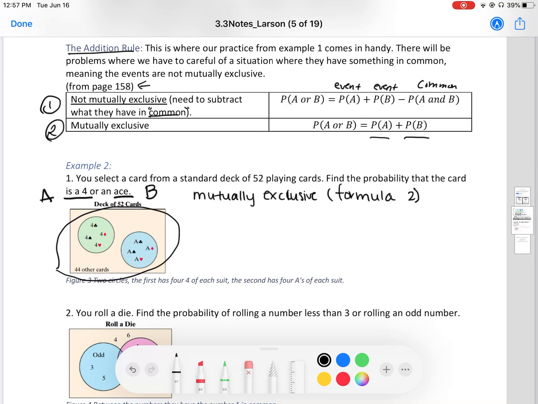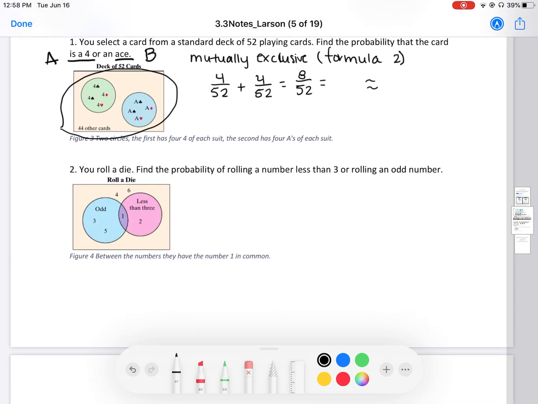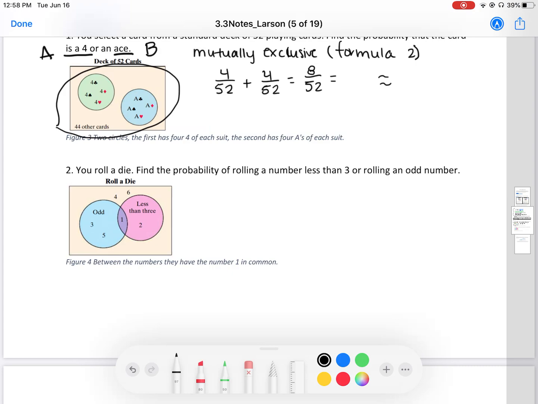Okay, so what's our probability of A? Getting a 4. I can get a 4, and that's 4 out of 52 cards. And then my next event is B, getting an ace. The way I can get an ace is 4 out of 52. So therefore, our answer, we have a common denominator, is 8 over 52. And from there, we can just punch it into our calculator and round to maybe 2 decimal places. I'll let you do that. Let's go on to the next one.